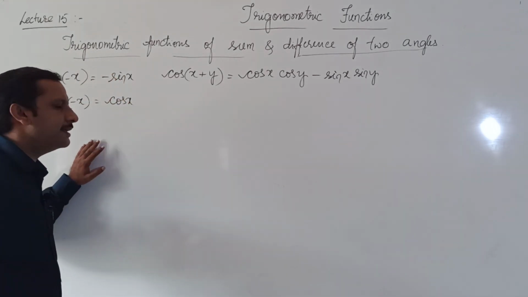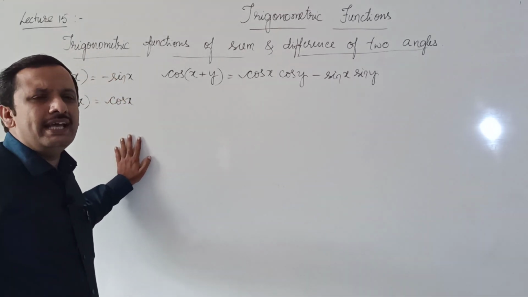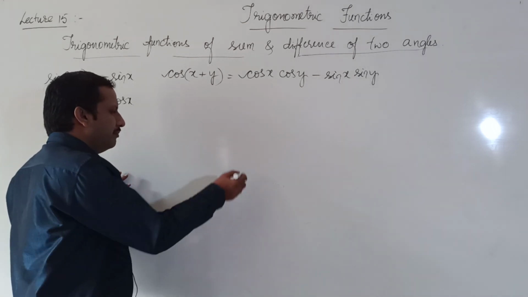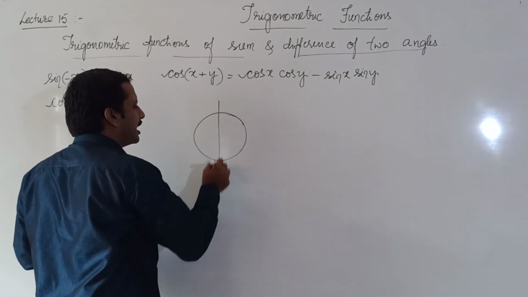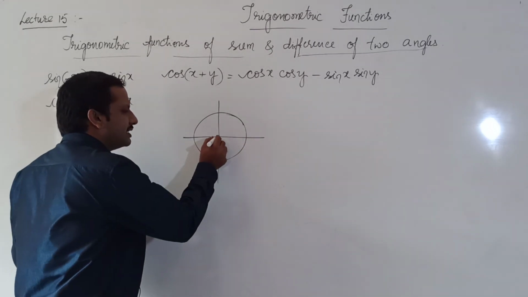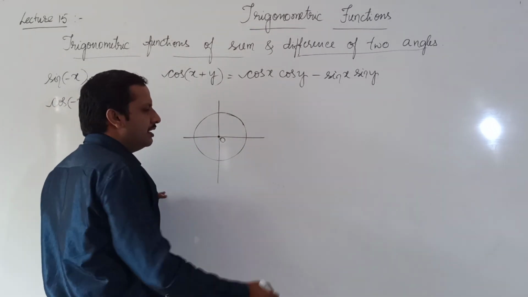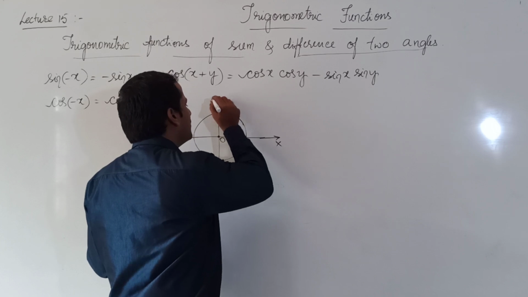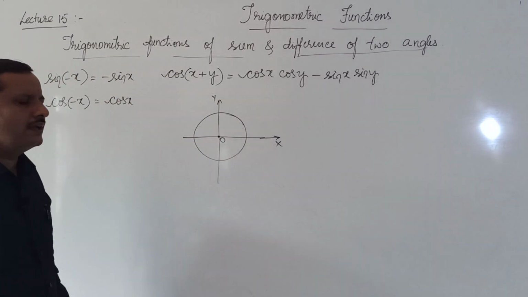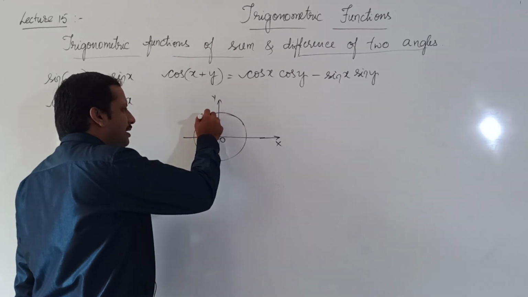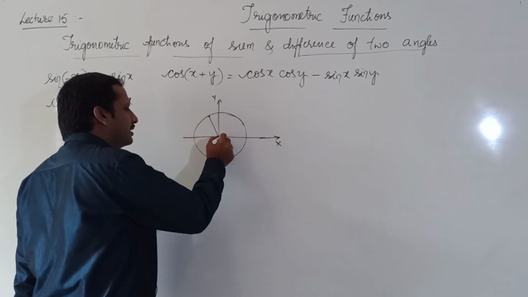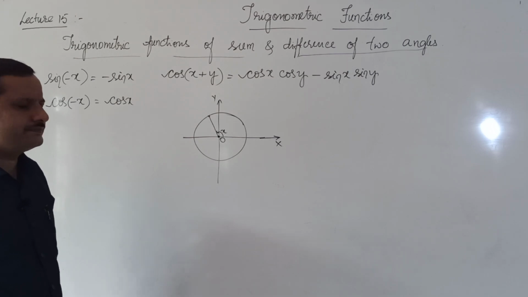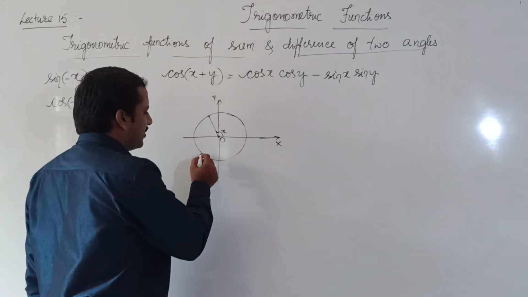Okay, so concentrate here. I will consider a unit circle with the center at origin. Unit circle means a circle whose radius is equal to 1 unit. I am considering a circle with the center at origin and radius 1. This is the x axis, y axis. I will choose a point here such that this angle is x.